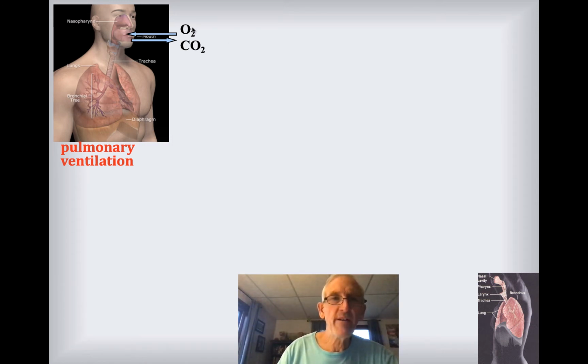What that does is bring in air that's high in O2, and as you exhale, you're exhaling air that's higher in CO2. This is what's known as pulmonary ventilation, which we oftentimes simply refer to as breathing.